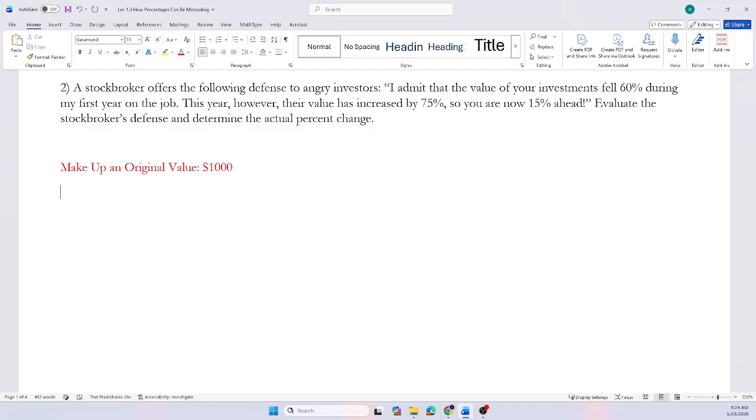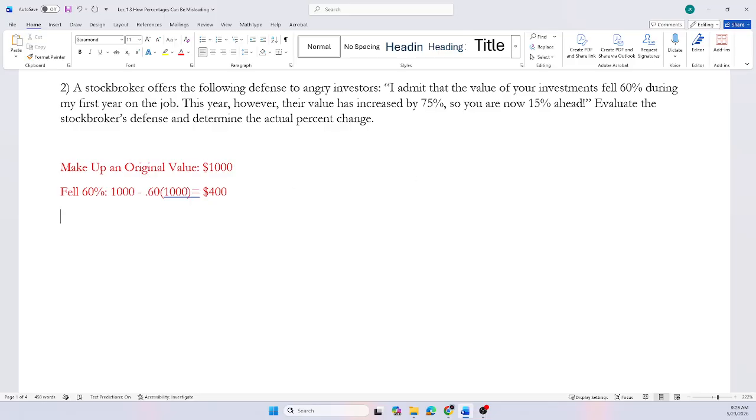So what happened in the first year is it fell by 60%. So let's go ahead and do that. Your $1,000 went down by 60% of 1,000. So you go ahead and compute that. That's going to equal $400. Another way of doing that is you can just do 0.4 times 1,000. So if you were starting off at $1,000 and you have a 60% decrease, that's going to knock you down to $400.